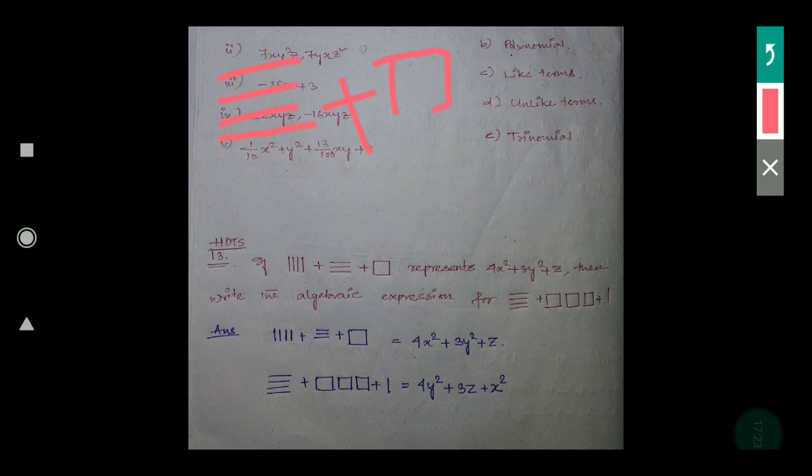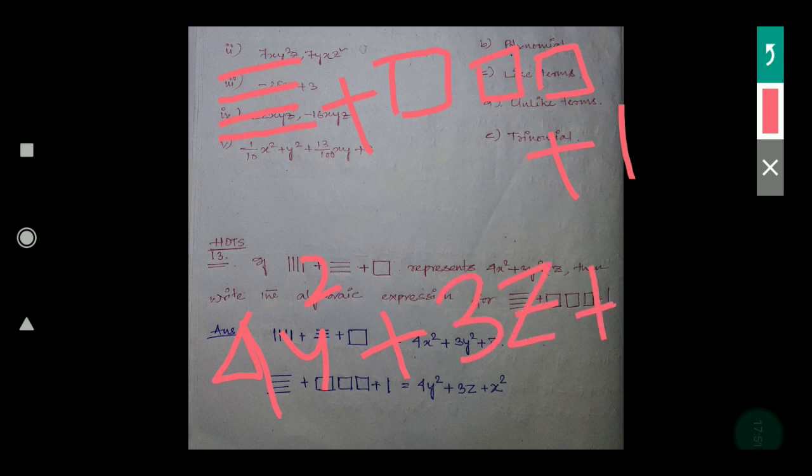Plus this one given. First you identify: parallel lines mean y square, see the previous one. How many parallel lines are there? 4. That means it will be 4y square. Plus, box means z. How many boxes are there? 3. That means it will be 3z. And then the vertical line represents x square. How many vertical lines are there? 1. That means it will be only x square.